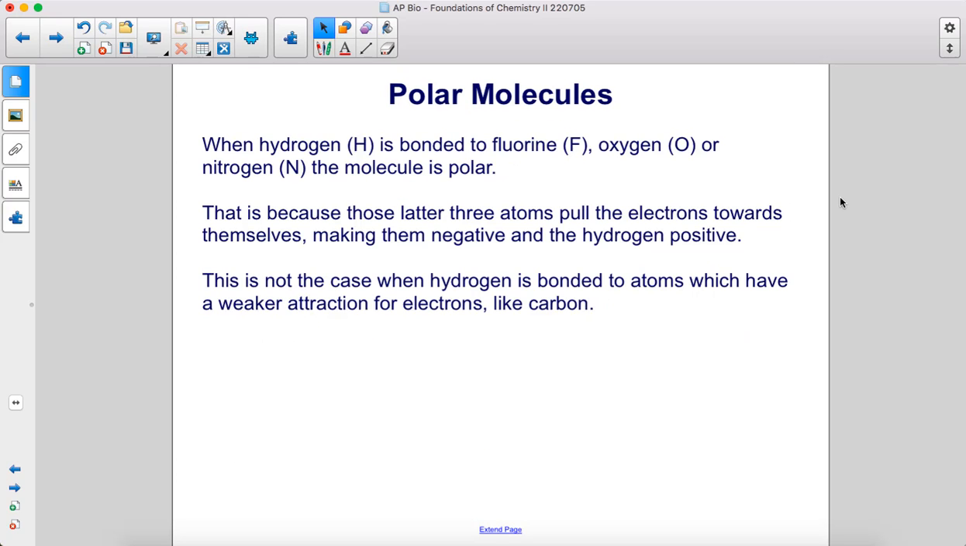When hydrogen is bonded to fluorine, oxygen, or nitrogen, the molecule is polar. That is because those latter three atoms pull the electrons towards themselves, making them negative and the hydrogen positive. This is not the case when hydrogen is bonded to atoms which have a weaker attraction for electrons, like carbon.